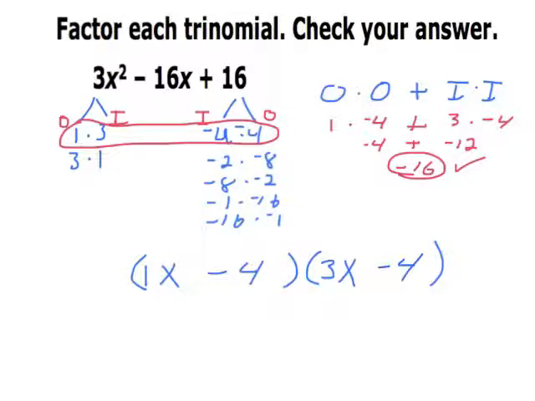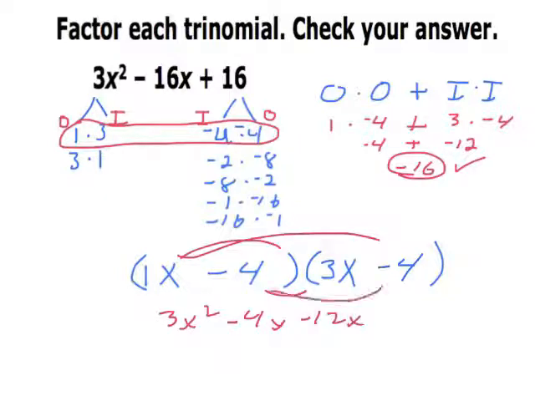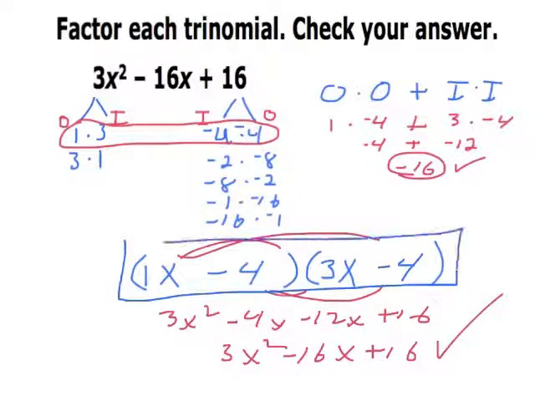And now we're ready to check to see if we've gotten it right. So let's check it out. So I have 3x to the second. Then I have -4x minus 12x plus 16, which is 3x squared minus 16x plus 16. It checks. So that means that this right there are my binomial factors of that polynomial. Okay, good job. All right, let's go look at a couple more.